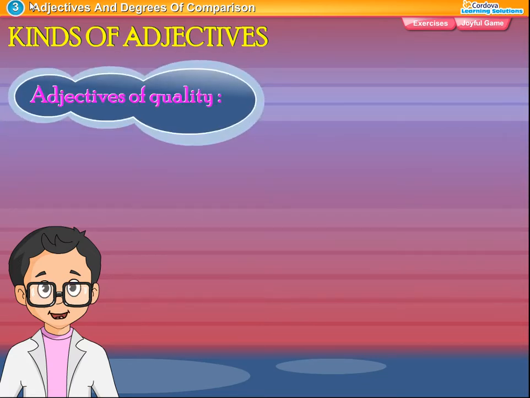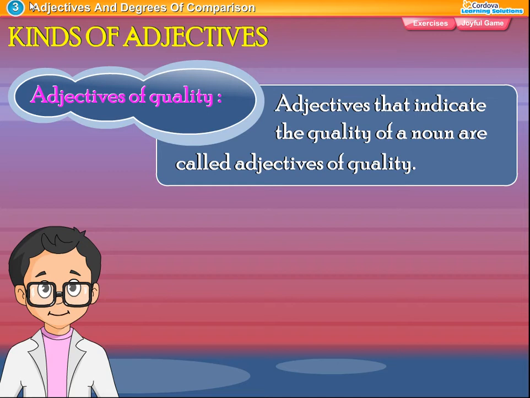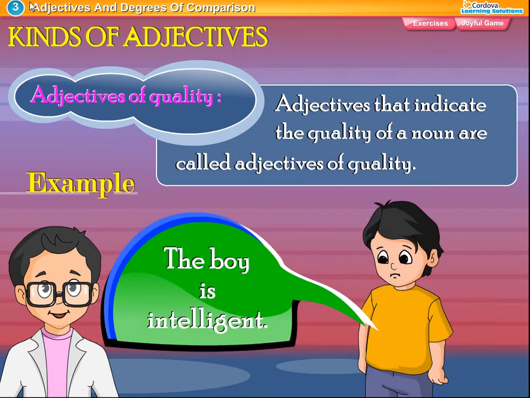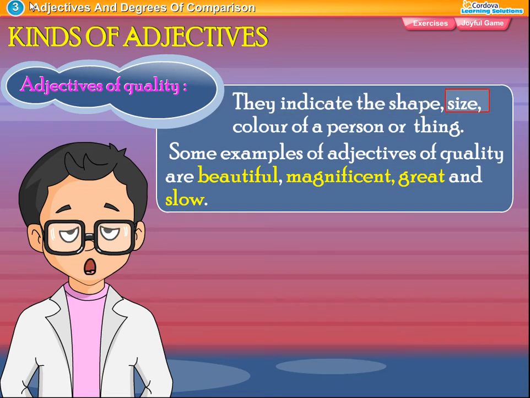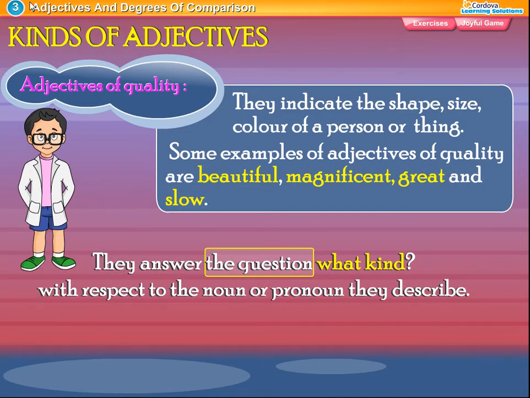Adjectives of quality. Adjectives that indicate the quality of a noun are called adjectives of quality. Example: the boy is intelligent. They indicate the shape, size, color of a person or thing. Some examples of adjectives of quality are beautiful, magnificent, great, and slow. They answer the question, what kind, with respect to the noun or pronoun they describe.